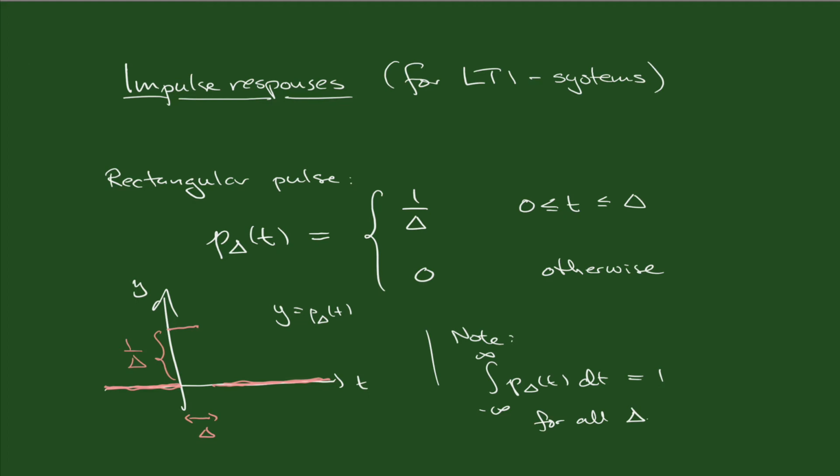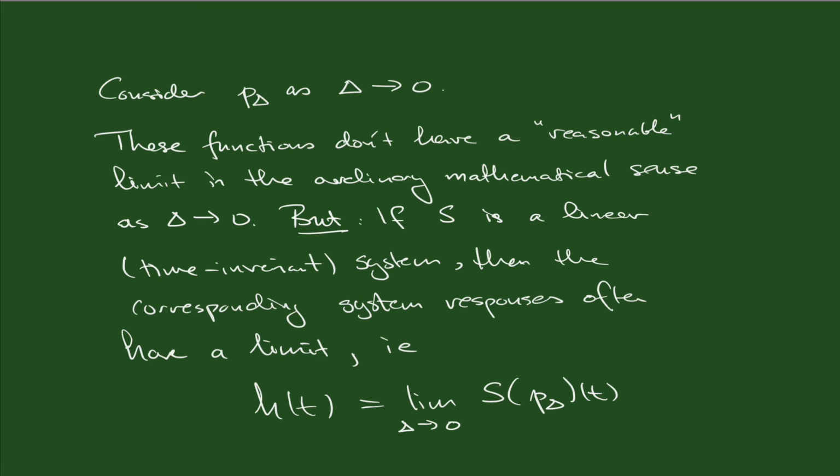Okay, and what do we want to do? Well, we want to let delta tend to 0. As a sequence of functions, these p deltas don't have a usual limit as delta goes to 0. But it turns out that if you have a linear time-invariant system, then most of the time the corresponding system's responses actually do have a limit. So if you use one of these p deltas as an input signal to our system, and we try to measure what happens as delta tends to 0, then under fairly mild assumptions on the system, the corresponding output values will actually have a limit as delta goes to 0. And that limit is called the impulse response of the system.